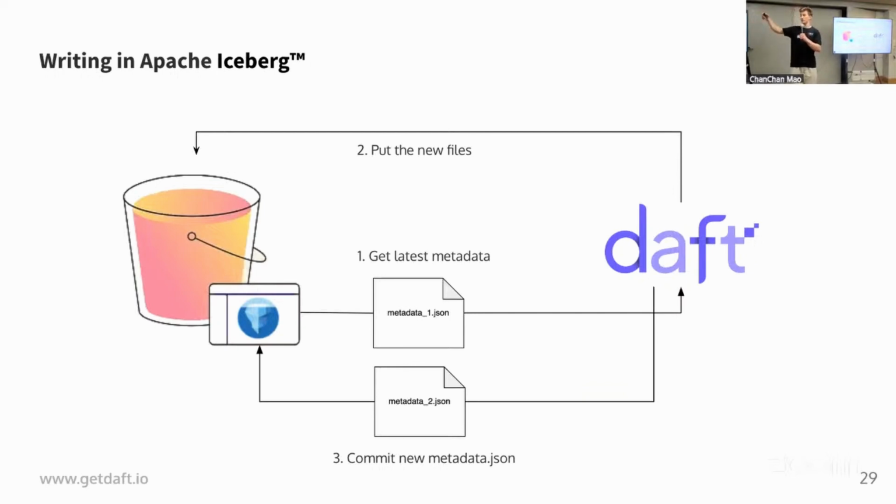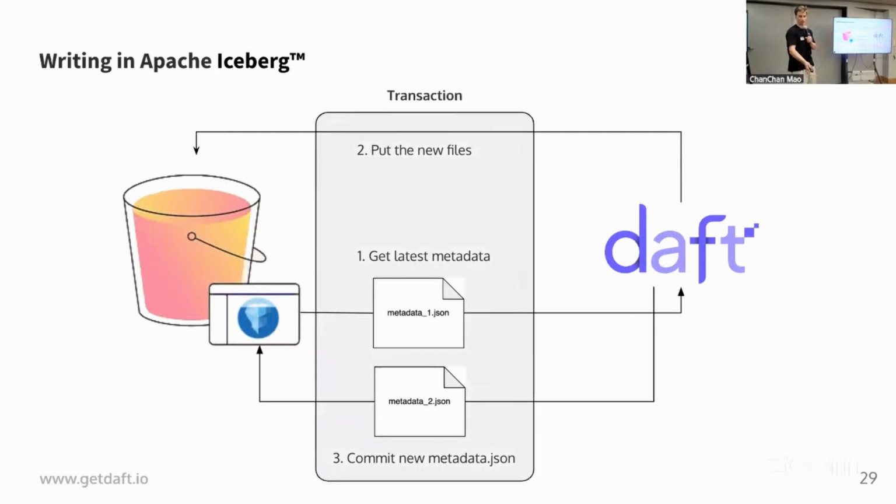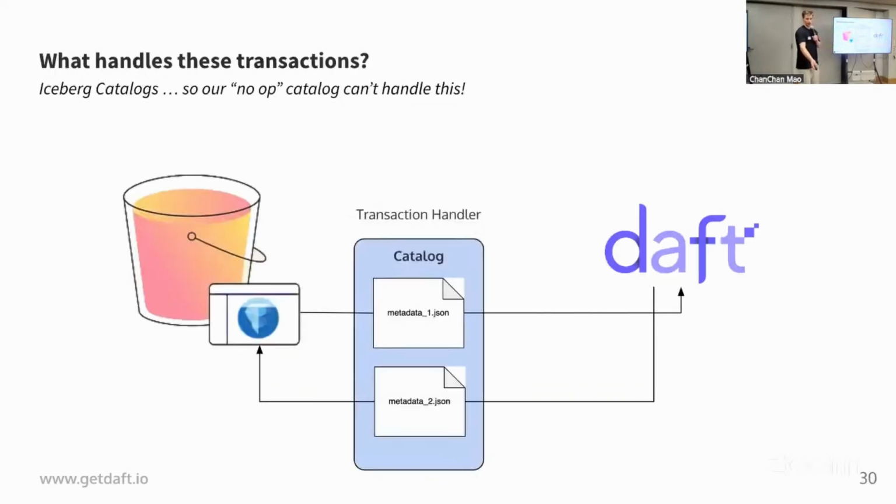This is where you find stuff. We put more stuff. This is the new metadata file. This whole thing we call a transaction. And the catalog is responsible for handling this transaction. But we just had a no-op catalog, and it can't do transactions. And so this is why we get the not implemented error.